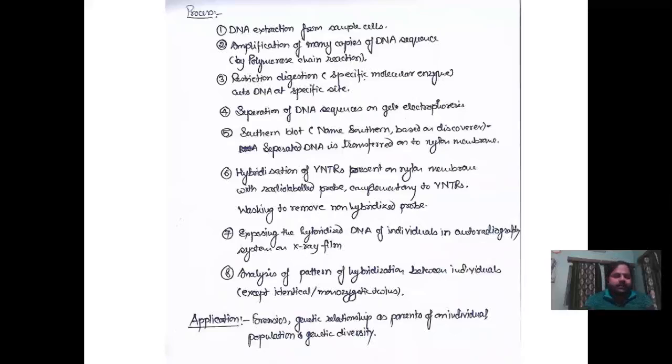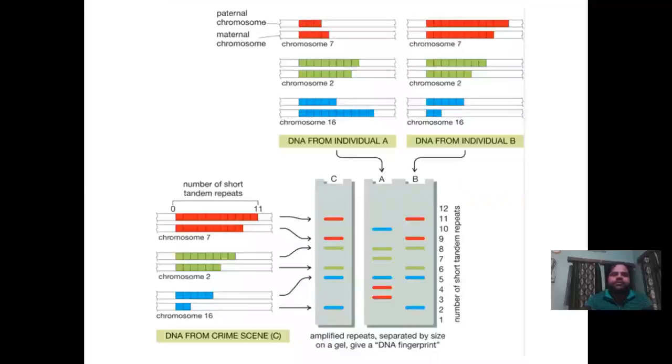It means this DNA fingerprinting cannot be applicable for identical or monozygotic twins because the genomic DNA structure is the same in both individuals. Its application is in forensics. This technique has been utilized in forensics, in establishing the genetic relationship of an individual with their parents, and in population and genetic diversity studies. So this schematic representation can be used to understand completely what DNA fingerprinting is and how people identify different DNA sequences.